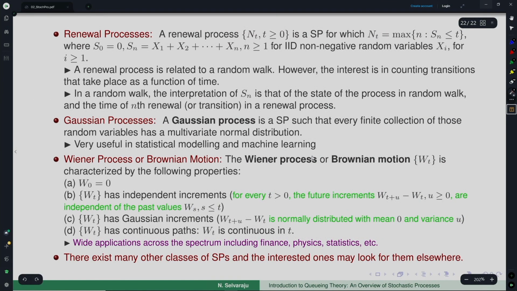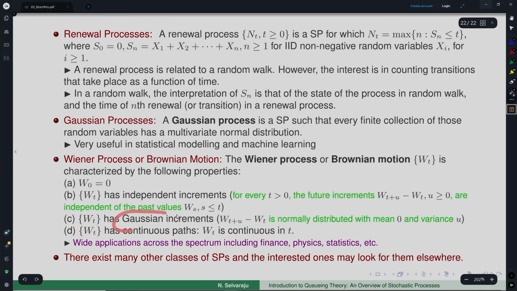Then you have the Brownian motion, which is also called the Wiener process, if it satisfies these properties. It starts at 0 and has independent increments. It also has Gaussian increments, meaning stationary increments that follow a normal distribution with mean 0 and variance u. Again, you see the increment depends only on the difference u. So this has stationary increments and independent increments.